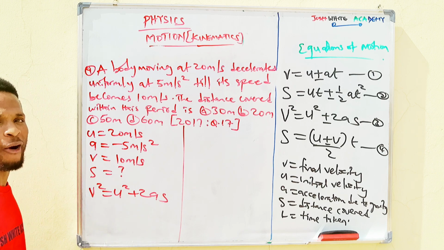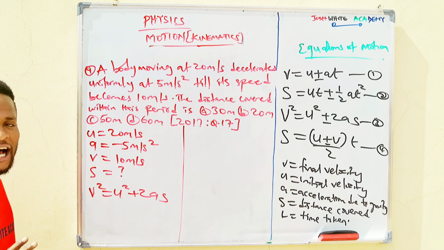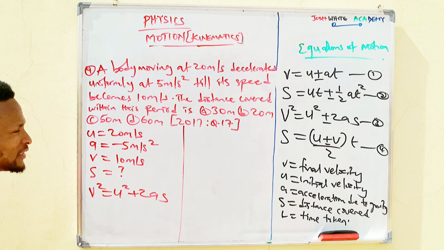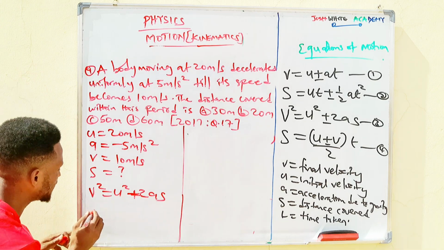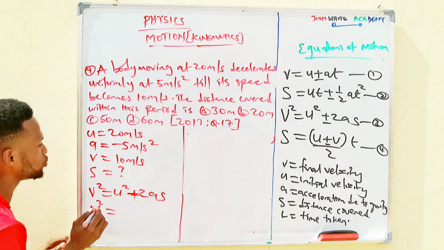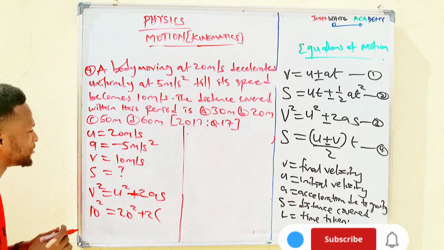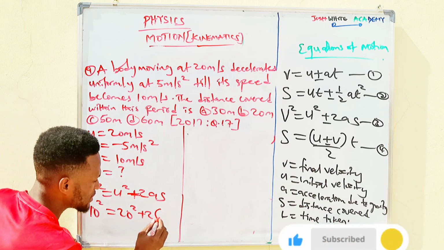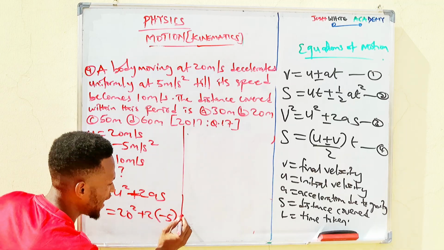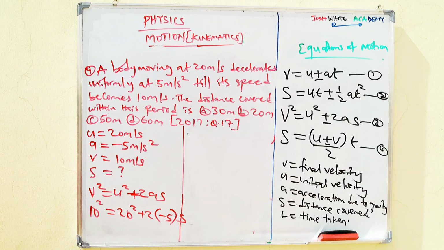But I will show you how. Leave it still as plus. So let's substitute our data. Our V is 10 square is equal to U, 20 square, plus 2, our A now is negative 5. That's minus 5S. You see it?